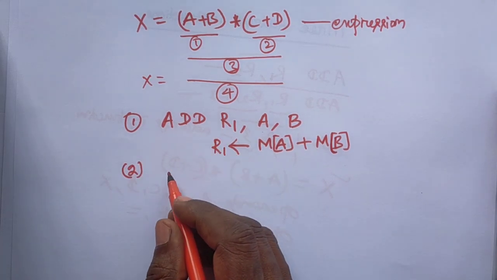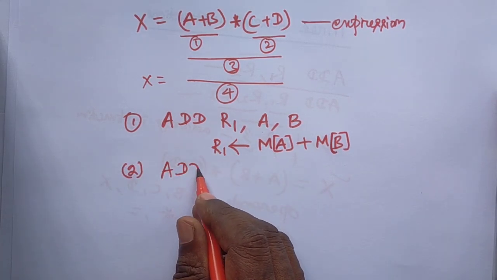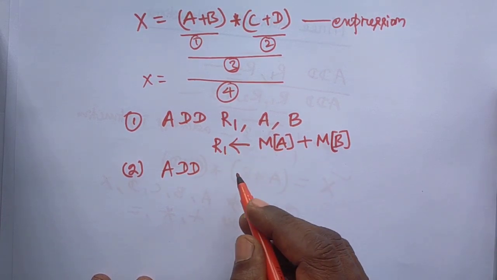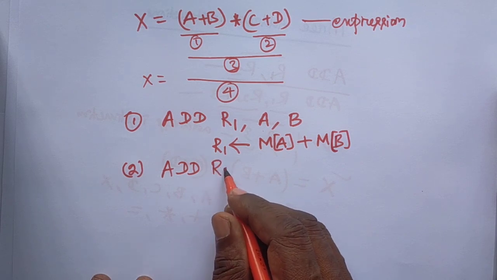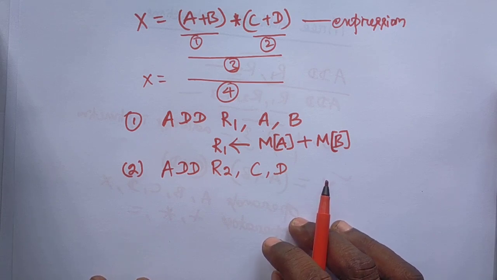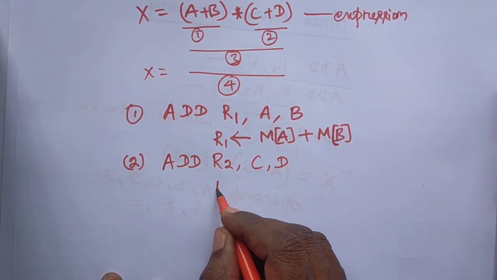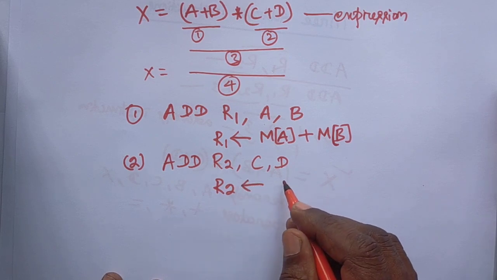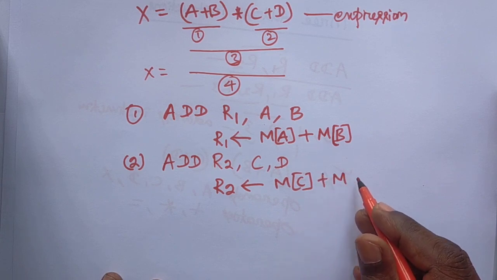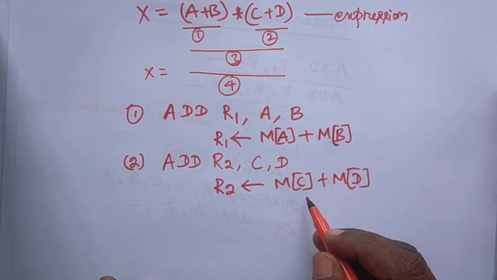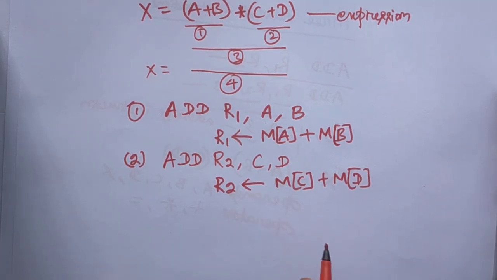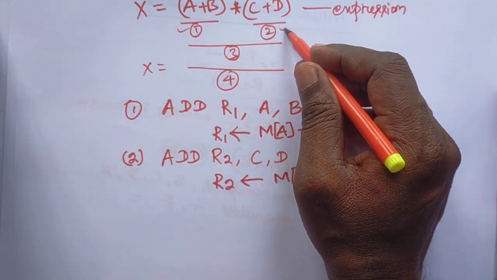Second one, you see, that is add. Okay, and since R1 is used, we can take another register, that is R2, for C and D. Okay, R2 for C and D. Then R2 similarly contains memory of C plus memory of D. Okay, so the sum of content of C and D is stored in R2. So R1 work is over, R2 work is over.